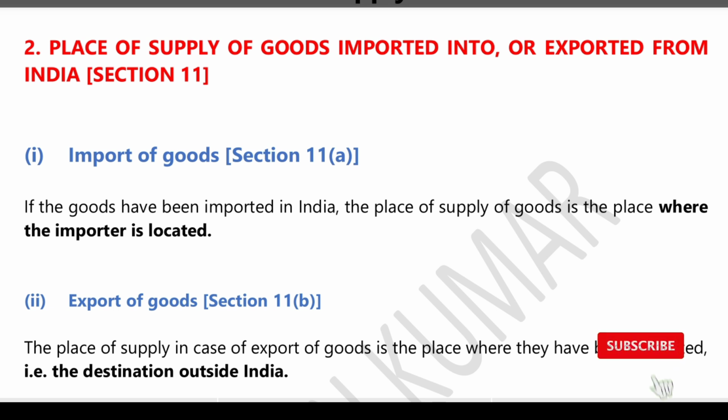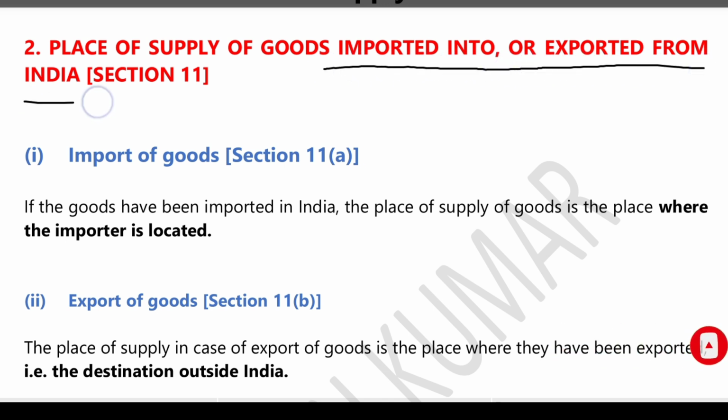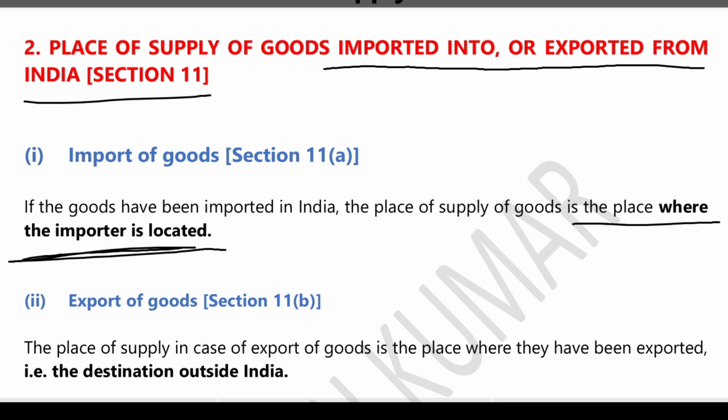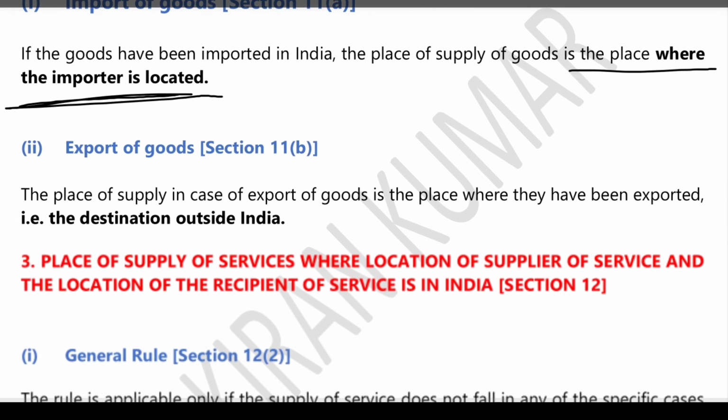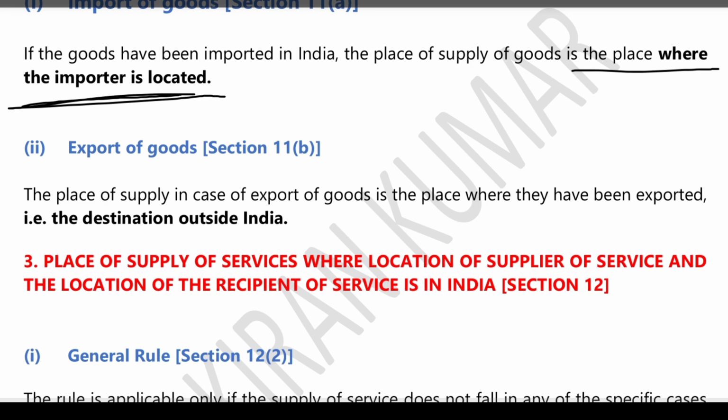Now we are moving to the second category, that is place of supply of goods imported into or exported from India. In case of import of goods, the place of supply of goods is the place where the importer is located. And in case of export of goods, the place of supply will be the destination outside India.